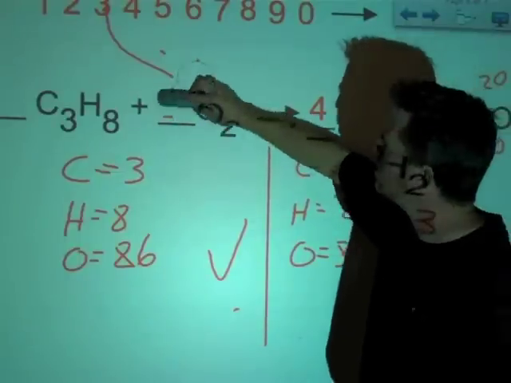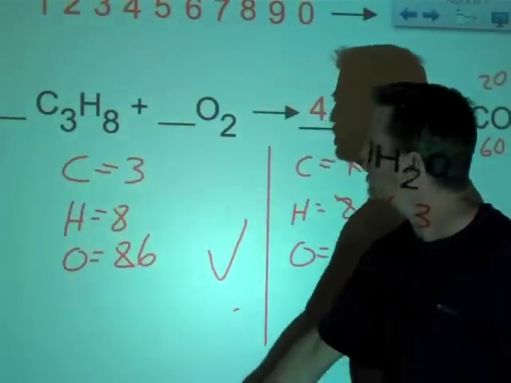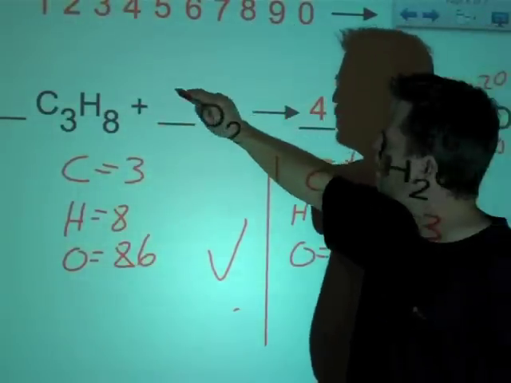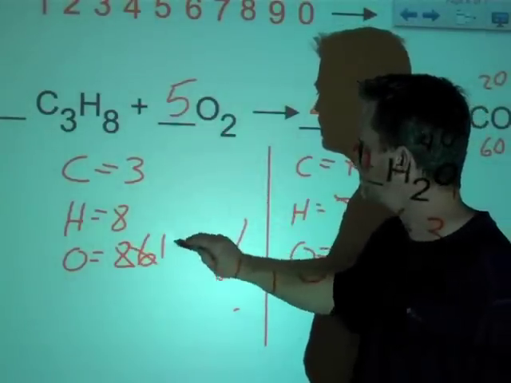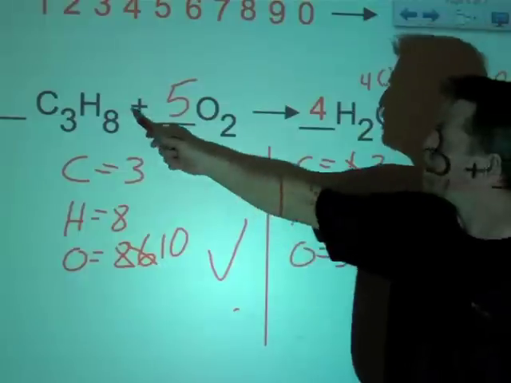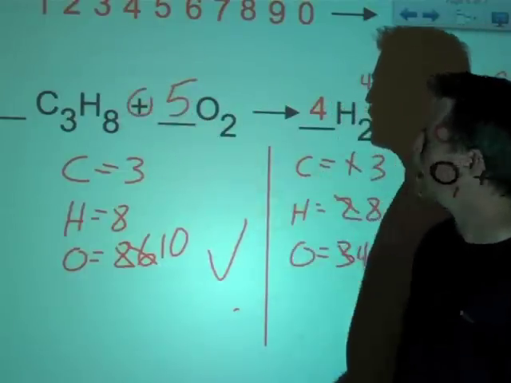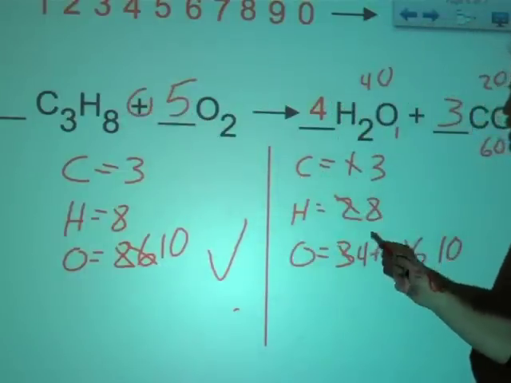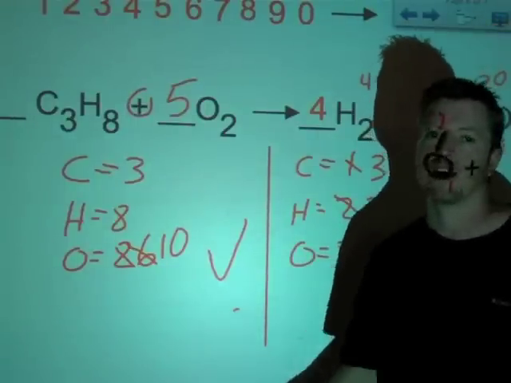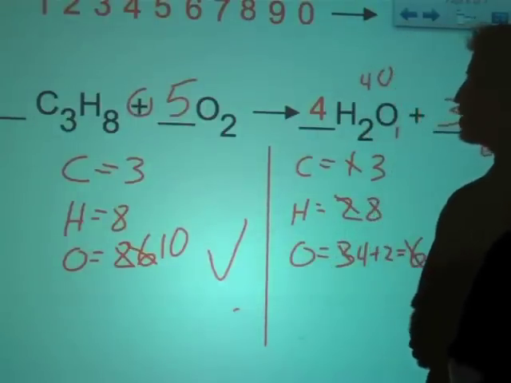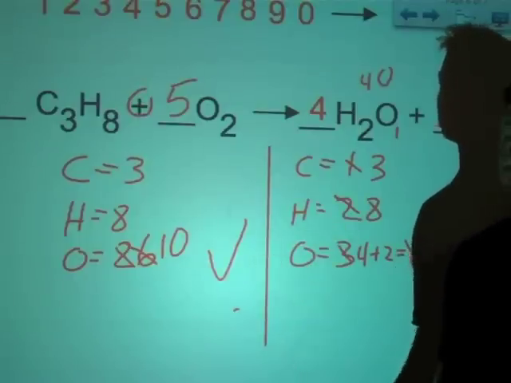So I can erase all that right there. If I make that oxygen a 5, now it's a 10. 5 times 2 is 10. It didn't affect my carbon or hydrogen because it's separated by that plus sign. So now I'll look across: 3, 3, 8, 8, 10, 10. That matches. So that one is a balanced equation. This one took a little more time, just kind of going back and forth and back and forth.